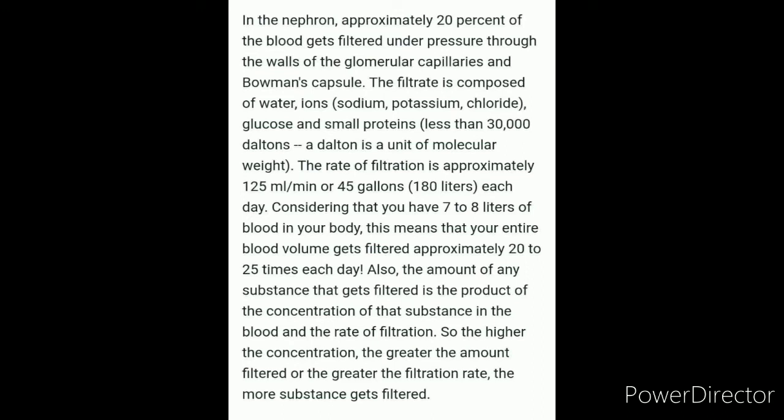Considering that we have 7 to 8 liters of blood in our body, this means that our entire blood volume gets filtered approximately 20 to 25 times a day. Also, the amount of any substance that gets filtered is the product of the concentration of that substance in the blood and the rate of filtration. So, the higher the concentration, the greater the amount filtered, or the greater the filtration rate, the more substance gets filtered.